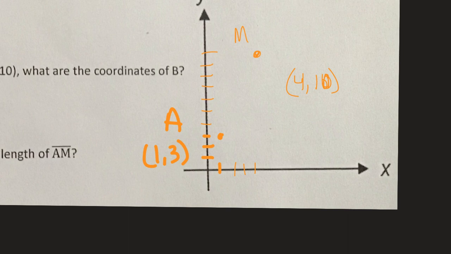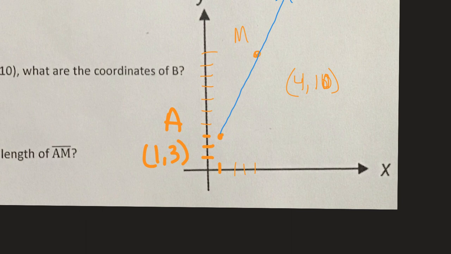So the segment we're looking for goes from A through M, somewhere up here to B, but we don't know exactly where B is yet. Okay, and we're going to solve this by counting, because every first grader knows how to count. So I'm assuming that you all know how to count also.